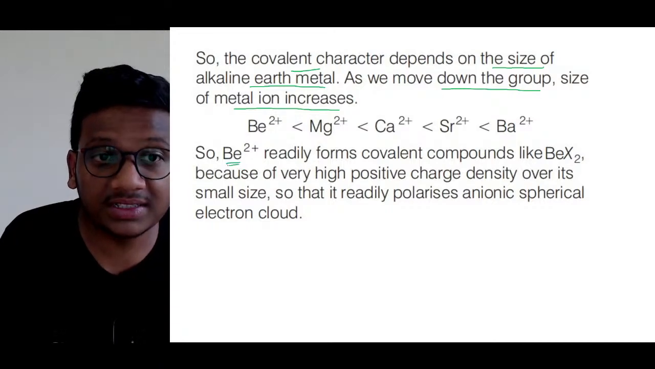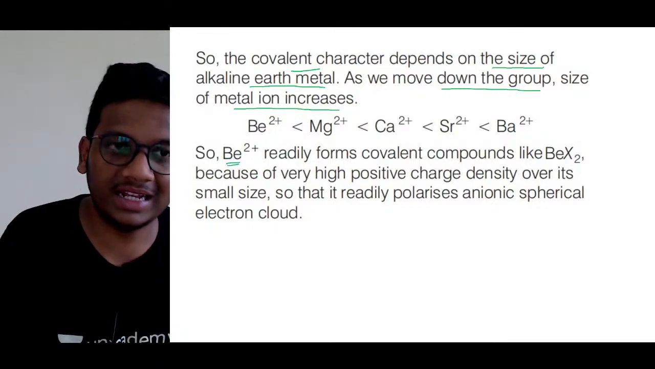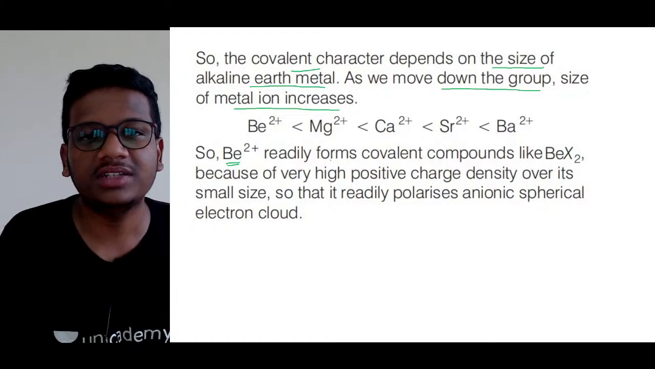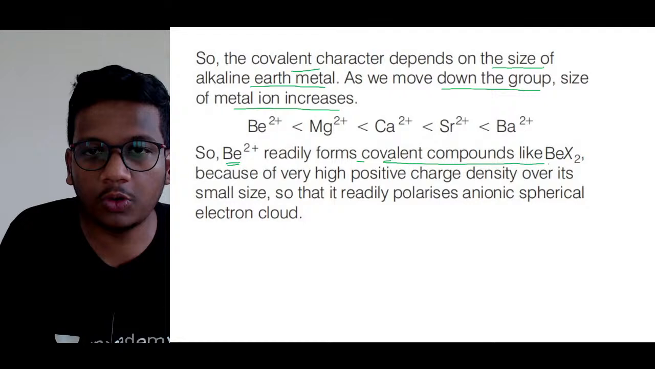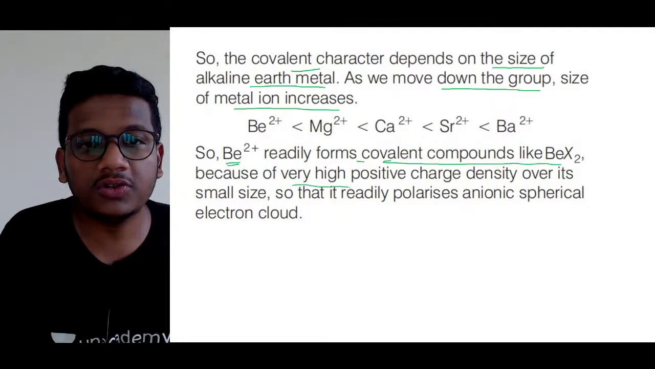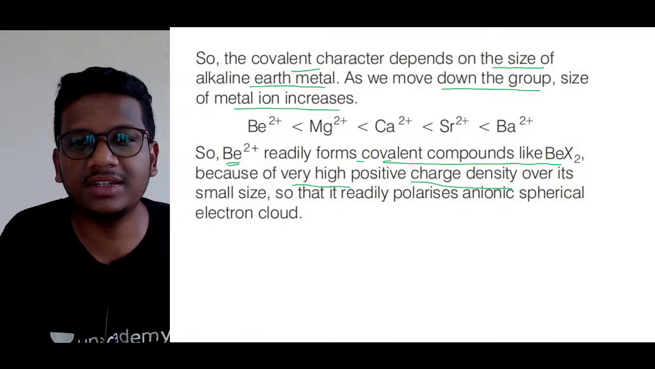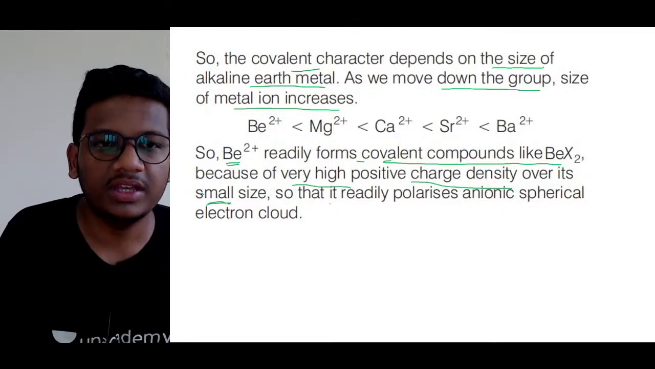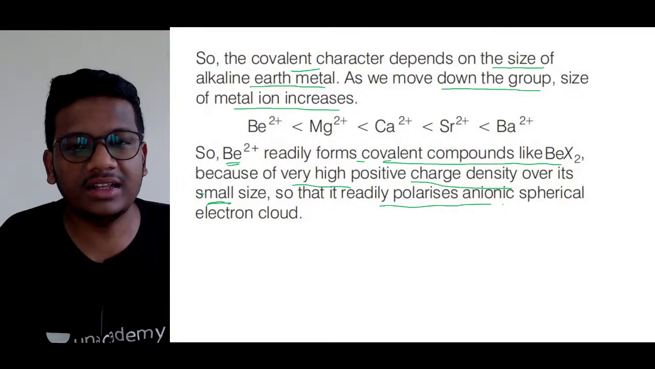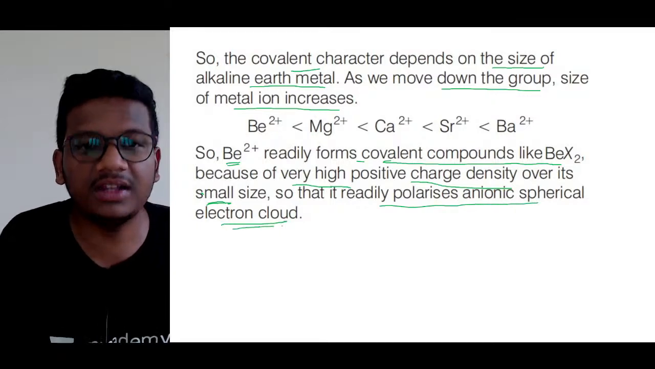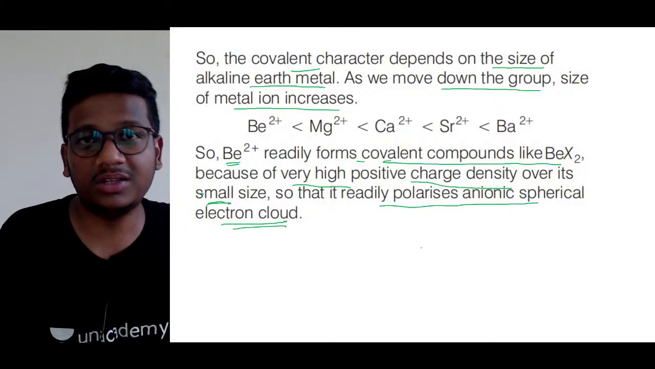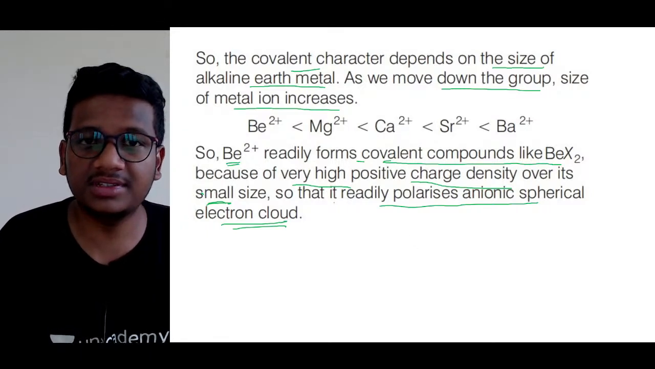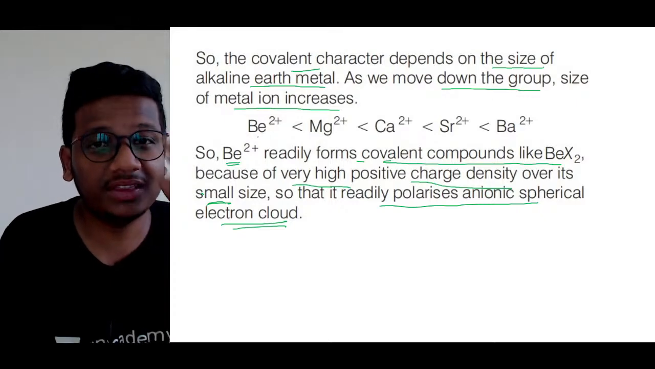Note down, guys: this is the reason we have just Li+ there, and here we have Be2+. It readily forms covalent compounds like BeX2 because of its very high positive charge density over its small size. Due to this, it readily polarizes the anionic spherical electron cloud of the chloride, bromide or iodide. So this is the reason we have the covalent character.